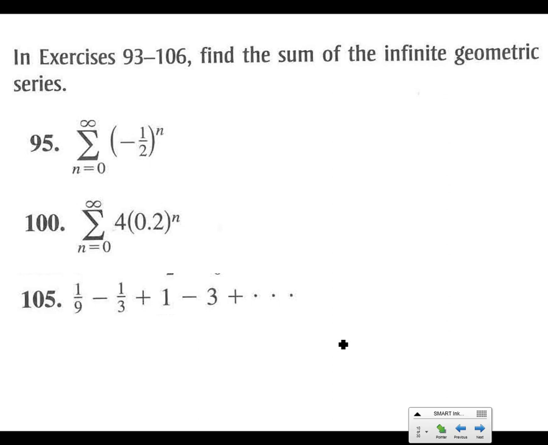So for 100, we're going to say the infinite sum is going to be a1, 4, over 1 minus 0.2, which is 4 over 0.8, which is 4 over 4/5. Flip it over, you're just going to get 5 for your answer. Okay, so 5 would be your infinite sum.